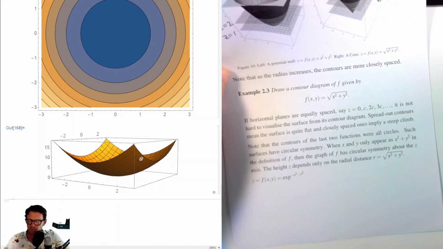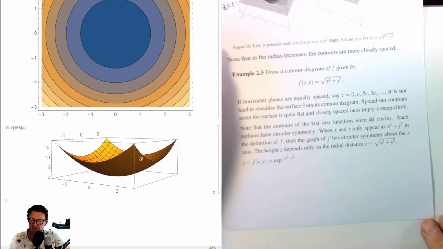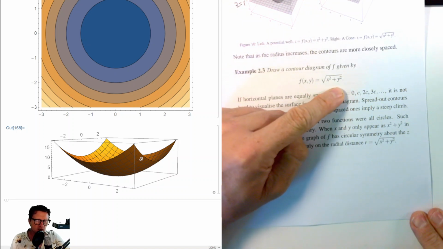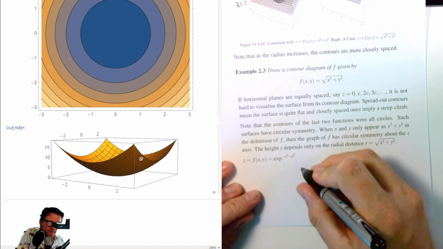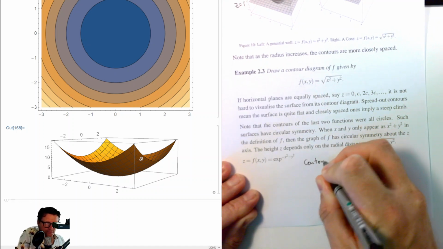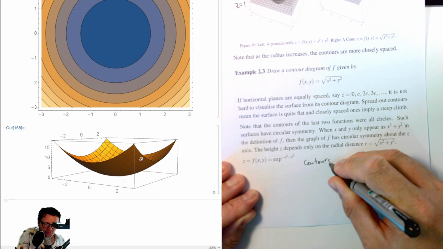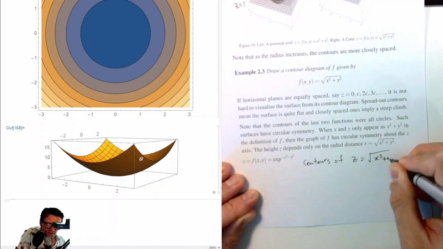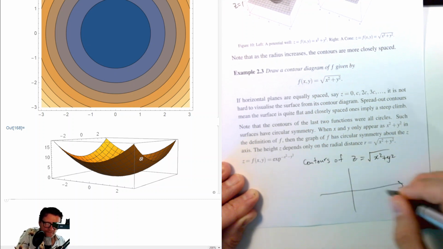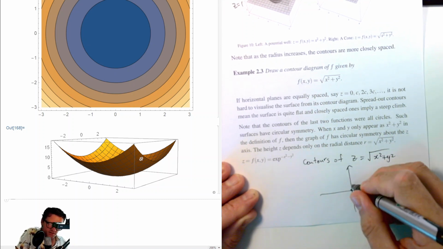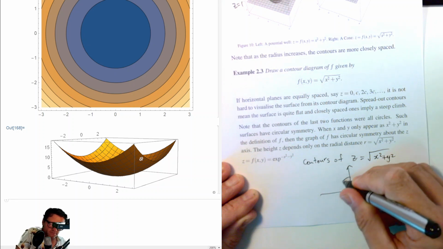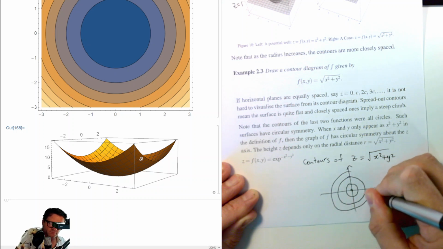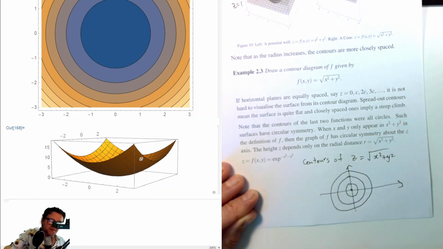So example 2.3, draw a contour diagram of f given by f of x, y is the square root of x squared plus y squared. So we've kind of already done that. So contours of z equals the square root of x squared plus y squared. So let's just draw a few. So they're just concentric circles for the various heights, right?